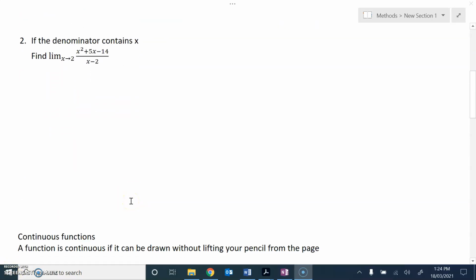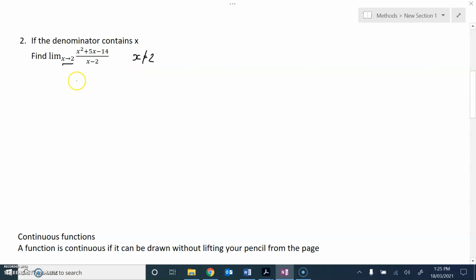What about if the denominator contains an x? So I look at this one here. It says the limit as x approaches 2, and I've got x squared plus 5x take 14, and I've got x minus 2. So straight away we know we can't divide by 0, so x cannot equal 2.